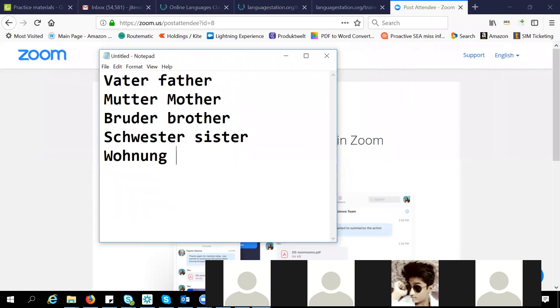Another word. Okay. Now this word is Wohnung. The W sound in German is a V sound. So it is Wohnung. Wohnung means apartment. So, let me repeat. Vater, Mutter, Bruder, Schwester, Wohnung. Right? These are the right pronunciations. Father, mother, brother, sister, and apartment. So, the German word for apartment is Wohnung.